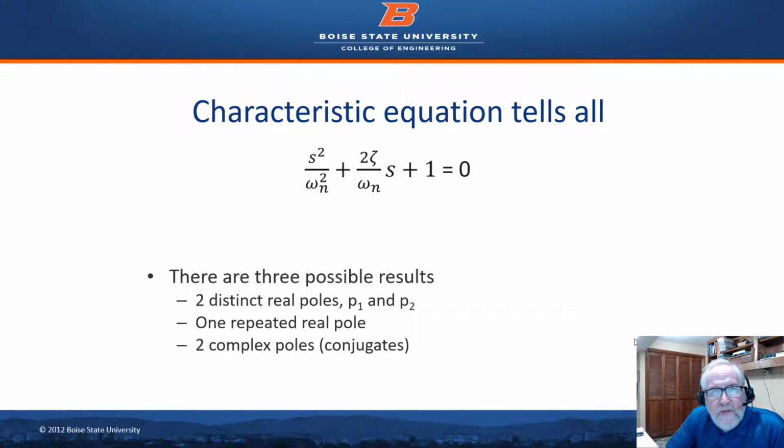Here's the characteristic equation. We took the denominator of the second order system transfer function and set it equal to 0. And so we have a quadratic in s, right? s squared, s, and 1. And as we remember from quadratics, there's 3 possible outcomes. You could have 2 distinct roots that are both real, I'll call these P1 and P2. You could have a perfect square in which there is only a single root that's repeated. Or you could have complex roots. And if the coefficients are all real, then these roots will be a complex conjugate pair.